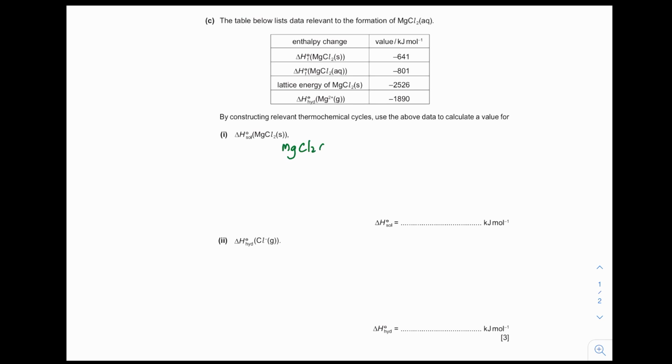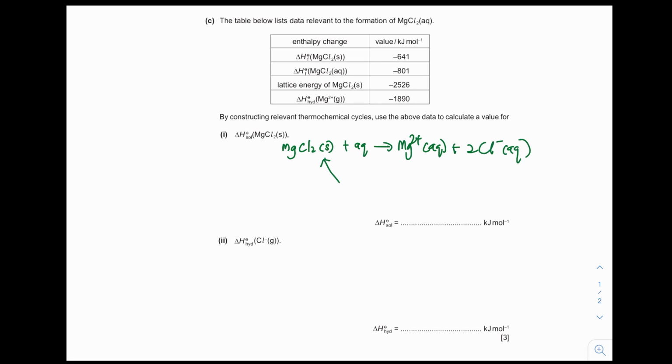chloride. So that will be MgCl2 solid plus aq forms Mg2+ plus 2Cl- aqueous. Alright, so now by referring to the data that we have, we have the enthalpy change of formation of magnesium chloride, which is this value. And the solid magnesium chloride is over here.